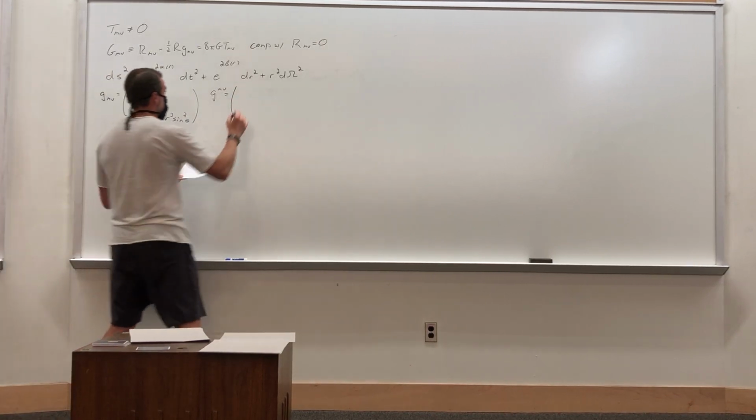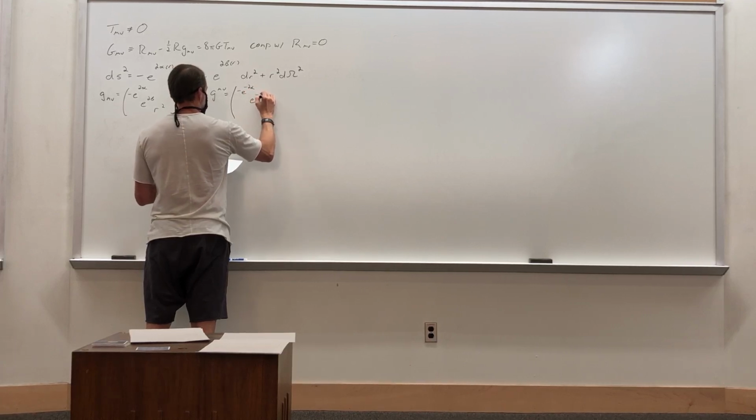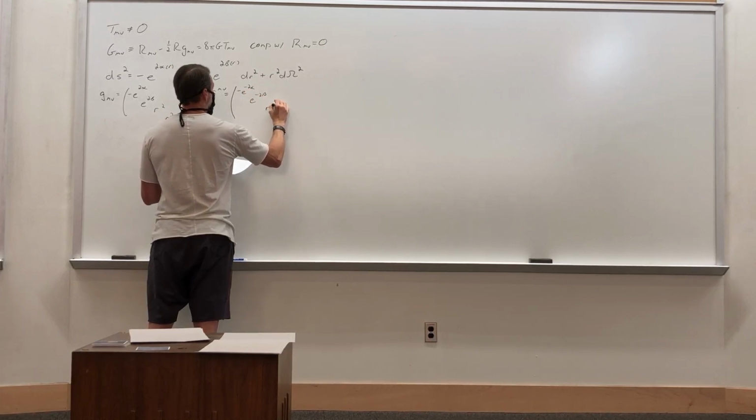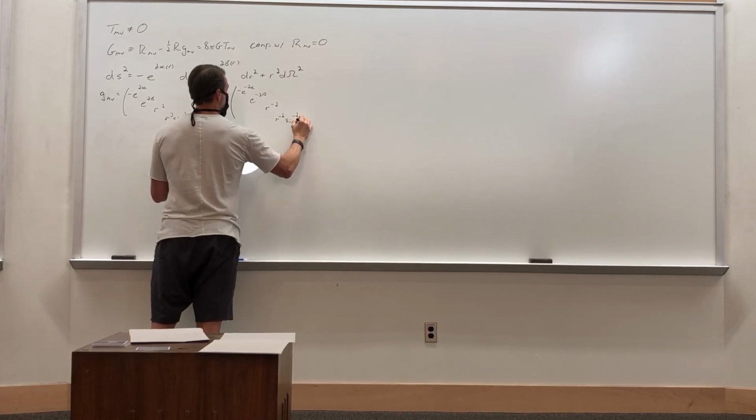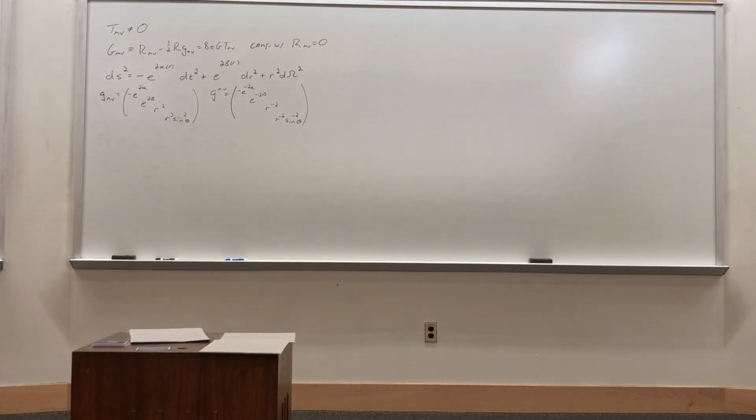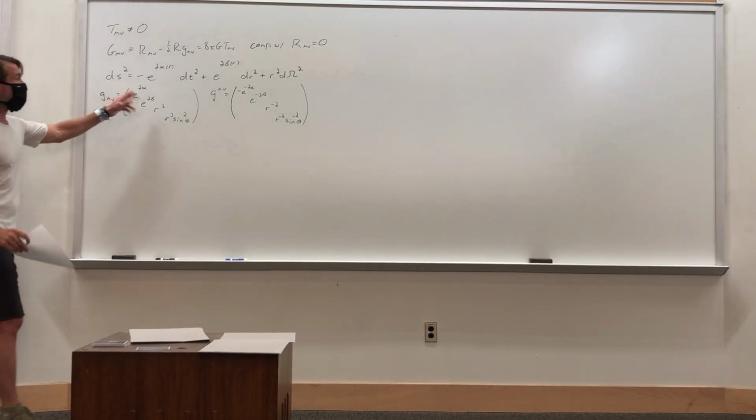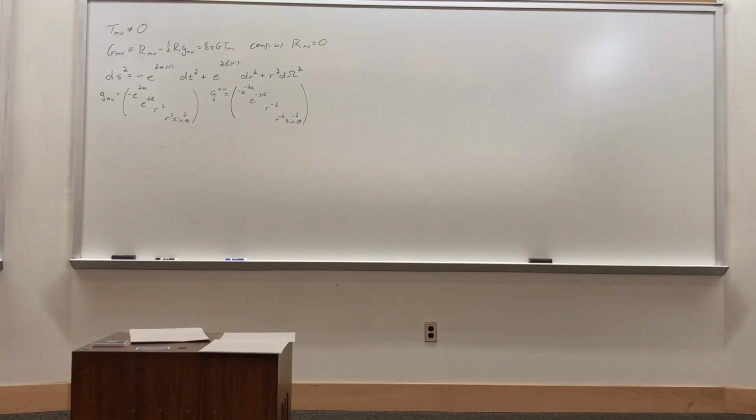But the inverse is easy to find. It's e to the minus 2 alpha, e to the minus 2 beta, r to the minus 2, r to the minus 2, sine to the minus 2 of theta. Okay? So the metric is diagonal, so we get that really simple. The inverse is just a 1 over all of the diagonal terms with a minus here to make sure that term comes back as negative. Okay?